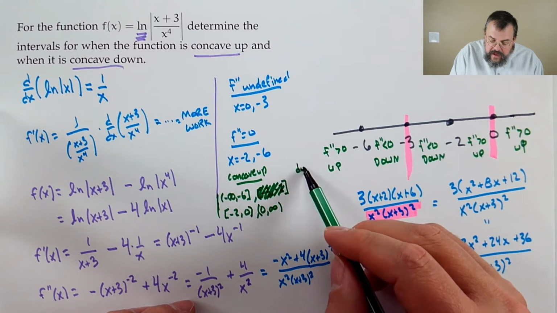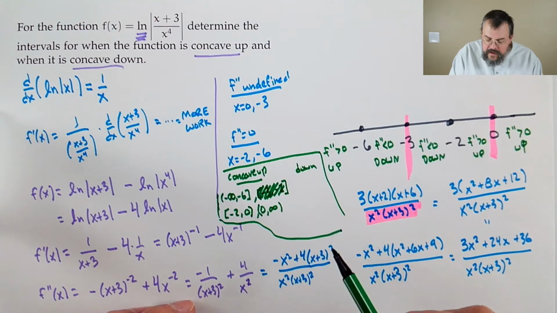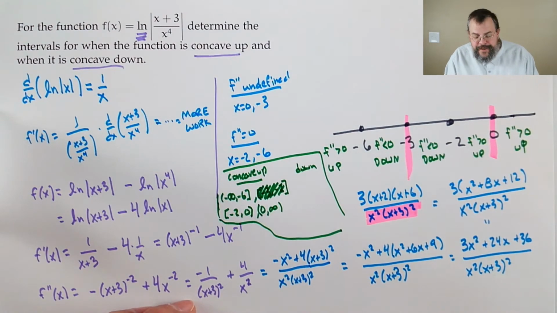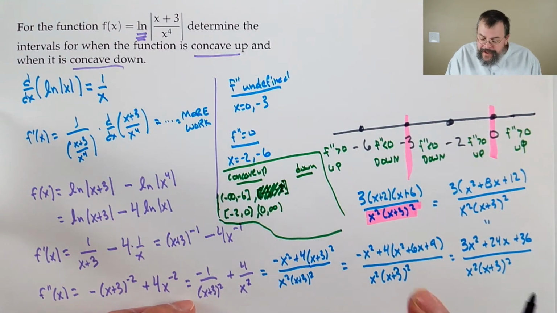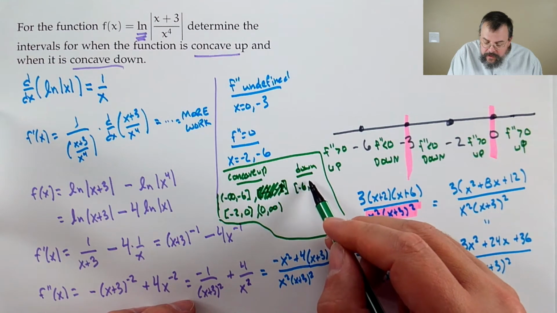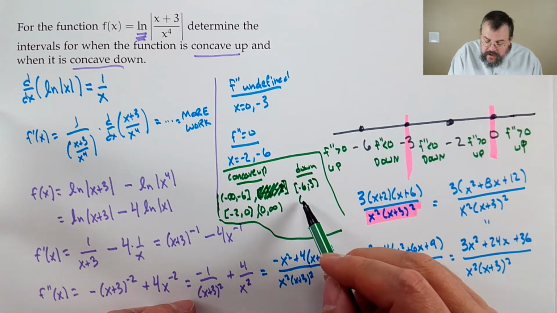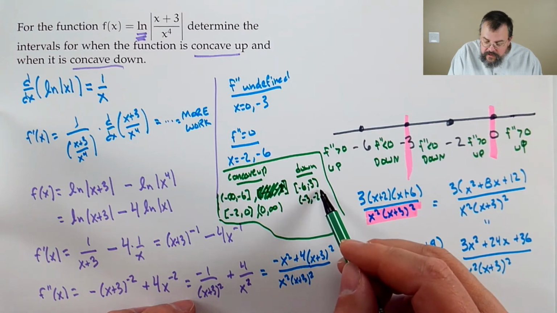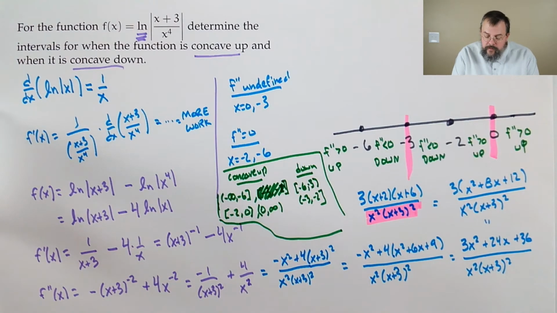And then concave down. I should get bigger paper, shouldn't I? Well, okay. Maybe smaller pens. That could help. Okay, where are we down? Well, from -6 all the way over to -3. Don't include -3. Then from -3 all the way to -2. But -2 is okay to include. Okay, and there you go. That's the answer. Cool. Good stuff.